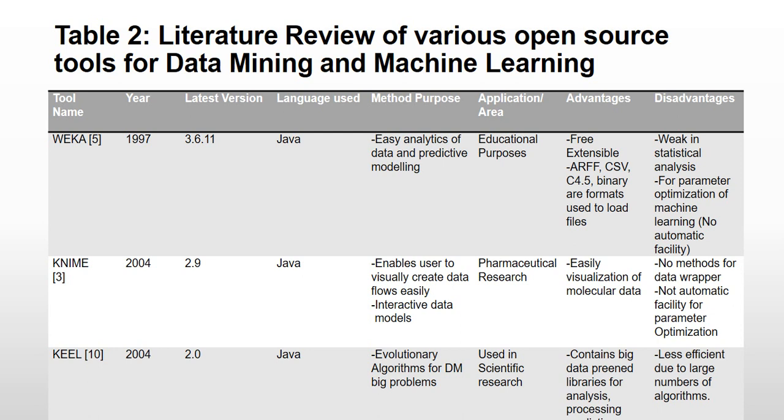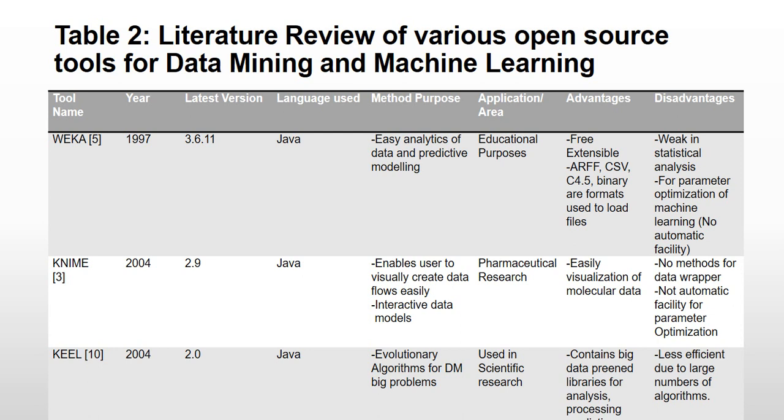In this, the first tool is Weka, which came in the year 1997. This tool uses the Java language. Its latest version is 3.6.11. The method of this tool is that it is used for analytics of data and predictive modeling. This tool is mostly used for educational purposes. Its advantage is that it is freely extensible, and its disadvantage is that it is weak in statistical analysis.